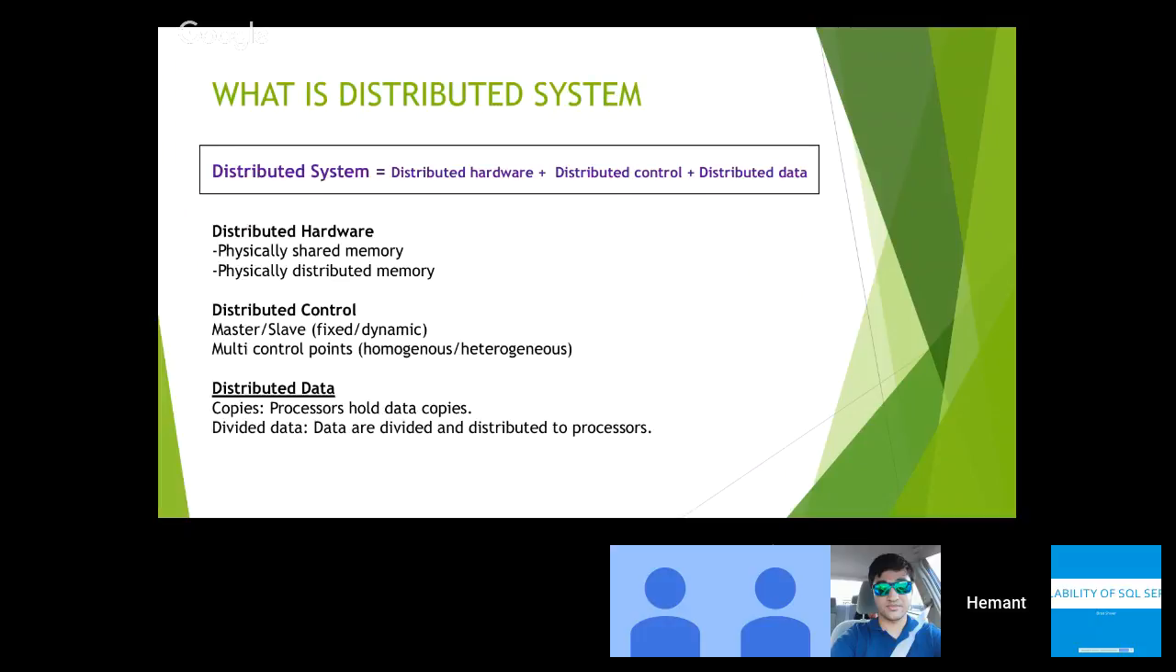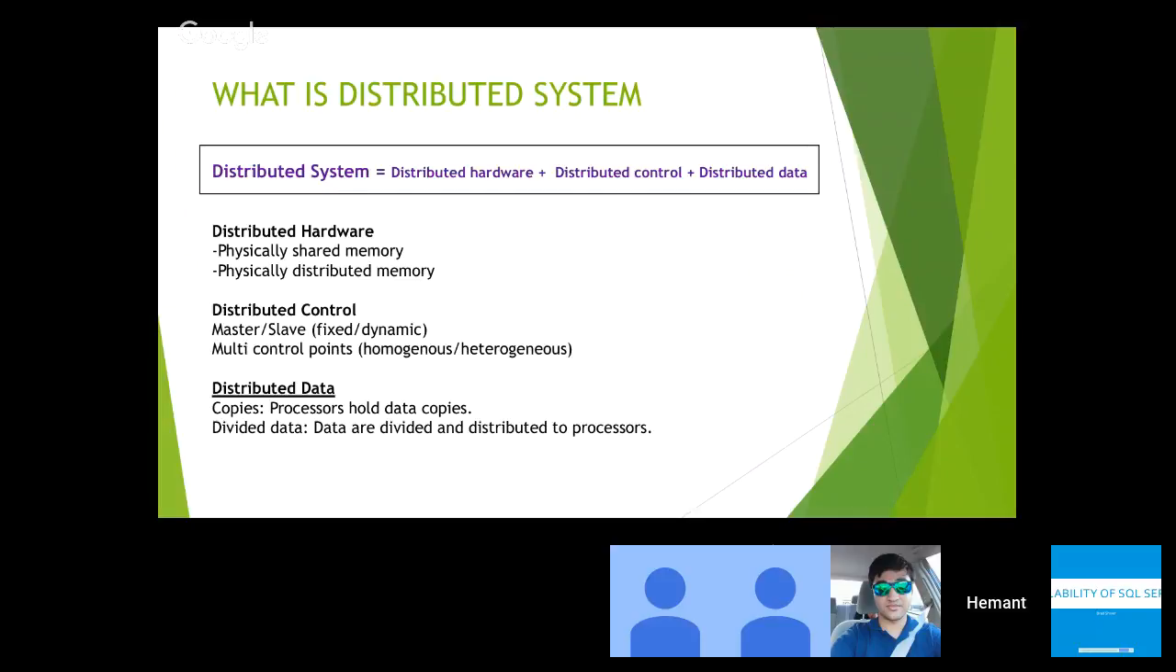Okay, so I will keep switching between the words distributed system and distributed computing, at least in the grand scheme of what we're discussing today. My whole focus is to see when computing is happening at a distributed level, which will definitely involve a distributed system. When we go to distributed systems, generally the idea is that it is a combination of distributed hardware, distributed control, and distributed data.